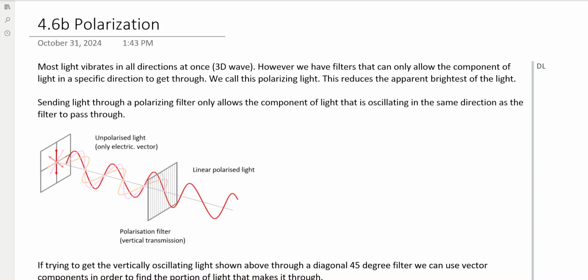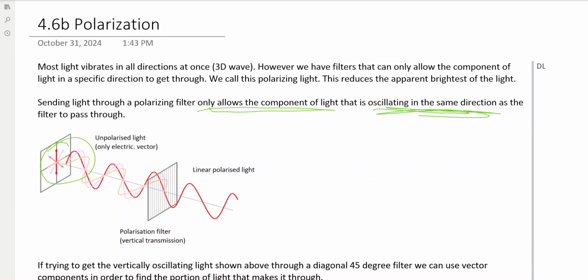light. This reduces the apparent brightness of the light because we have taken away any component that is not in agreement with the polarization filter. It only allows the component of light that is oscillating in the same direction as the filter to pass through. So here we have a picture of what that looks like.